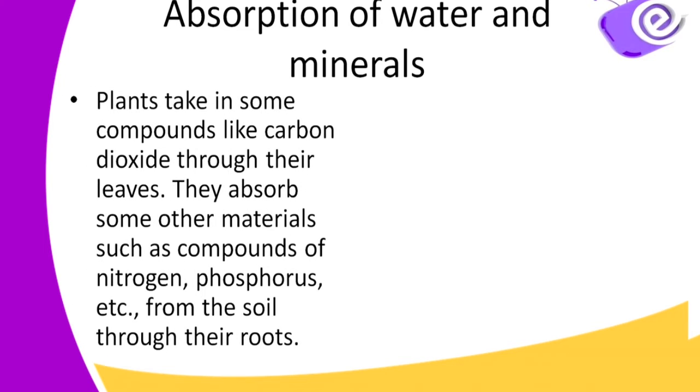Proceeding, we are going to look at the absorption of water and mineral salts. So why do plants need to take in water and mineral salts? Plants take in some compounds like carbon dioxide through their leaves. They absorb other materials such as compounds of nitrogen, phosphorus, and so on, from the soil and through the roots. These mineral salts need to be absorbed so that they can be used in other parts of the body.